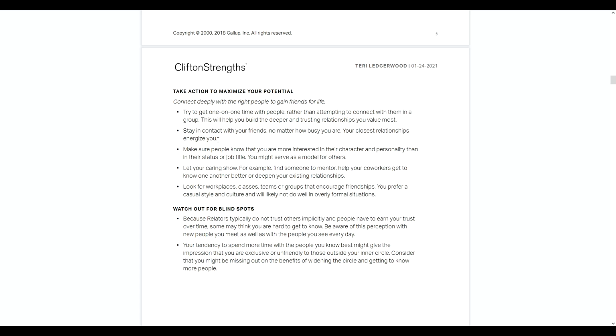And the second one down, stay in contact with your friends. No matter how busy you are, your closest relationships energize you. This is so true. I always say, like, I don't like people, which isn't true. Obviously, I like people, but the people that give me energy are the people that know me, and I don't have to be a certain somebody with them. Like, I can just be silly and goosey, and that fulfills me. That's energizing for me. So knowing that information, that tells me that has to be a priority.